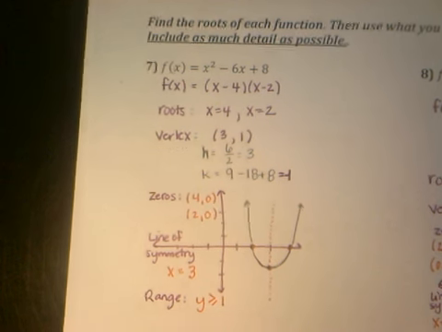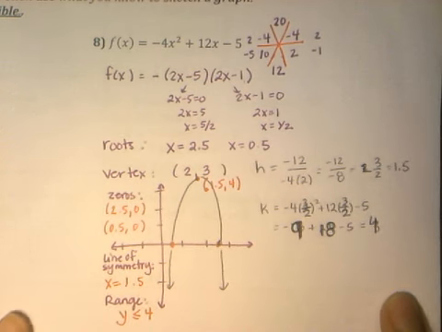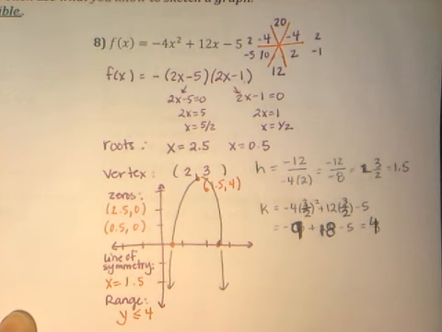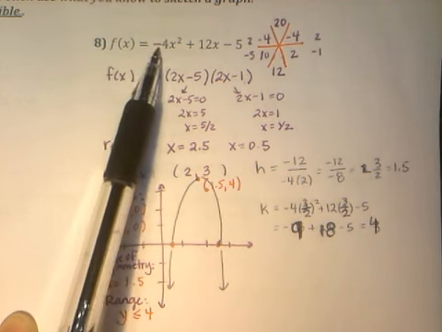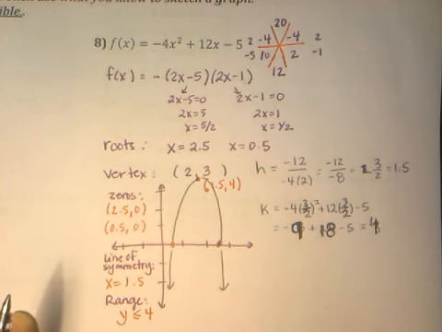For the second one, you probably used snowflake in order to create your factored form. One word of warning is that I would take out a negative as a GCF before you do your snowflake. It'll make the whole process a little easier.